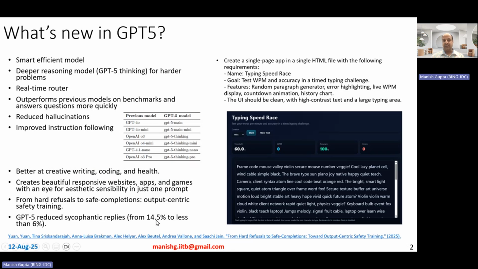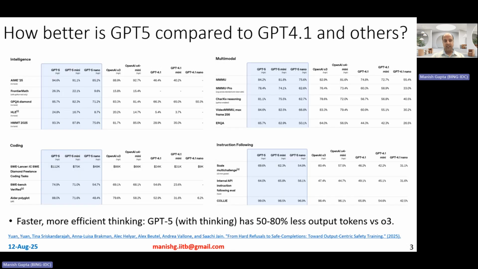GPT-5 also reduces flattery in the model significantly, also called sycophantic behavior. So it reduces sycophantic replies from 14.5% in O3 to less than 6% in GPT-5. Okay, so that's new. So how much better is GPT-5 compared to GPT 4.1 and others? Well, these are the tables. There are several numbers out here which compare GPT-5 across different benchmark datasets, testing different types of reasoning. So in broad reasoning, broad intelligence, covering maths and science and so on, STEM kind of things, GPT-5, as you can observe, is better than GPT-5 Mini and Nano, but it is also much better compared to O3 or O4 Mini or GPT 4.1.